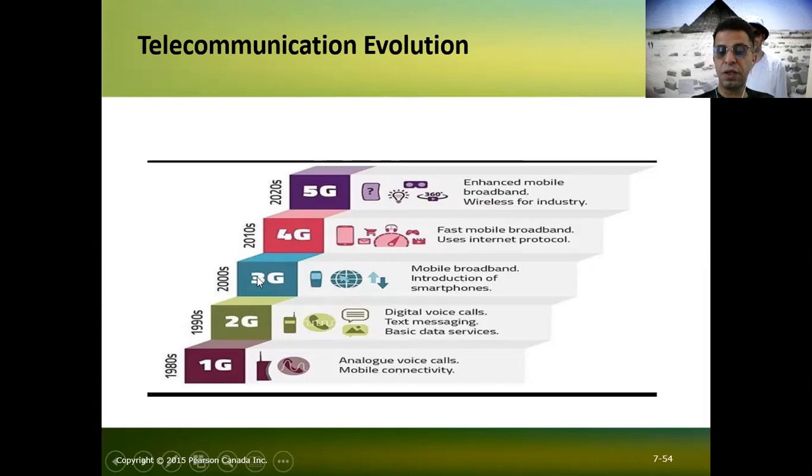And then you had the 3G, which is in the 2000s, which is mobile broadband. There were different broadband types and the introduction of the smartphone at that time. Really, it took over. So you had smartphones. And then you had the 4G, which is fast mobile broadband that uses internet protocols, so you can use the internet. And then it's the 5G now, which is enhanced wireless broadband. Each generation comes with better service, better functionalities, or better technology in general to the telecommunication.